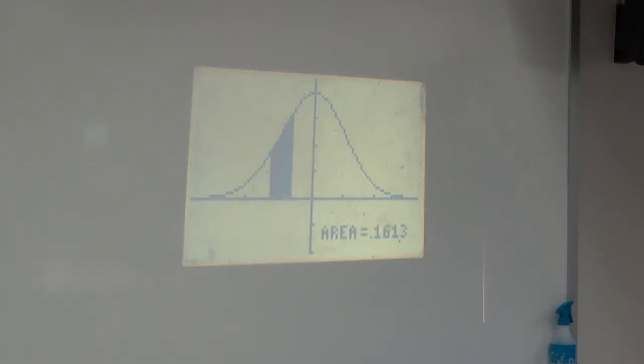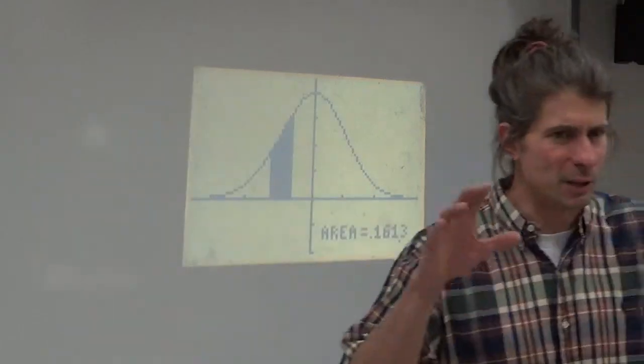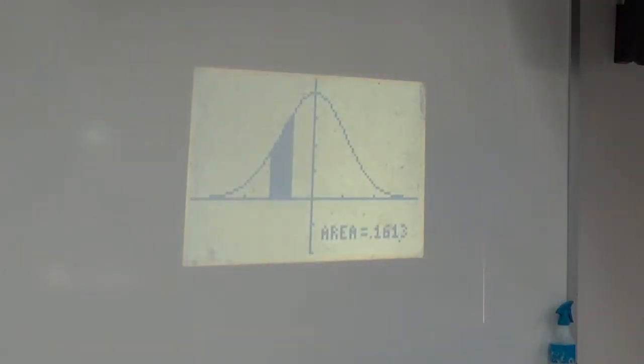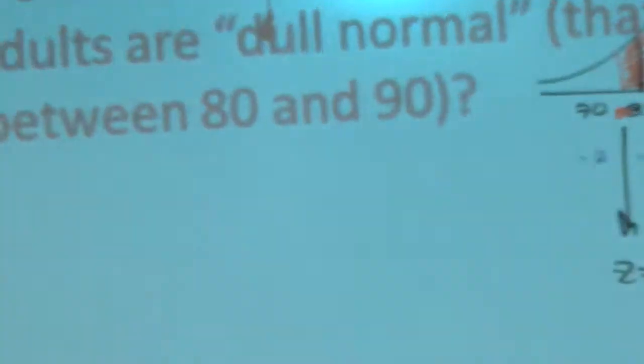16%. 1 in 6 people. Dull normal. 1 in 6 people, ish. 16% is 1 in 6. If that's okay with you guys. Pretty fair? Let's back out to this curve again.